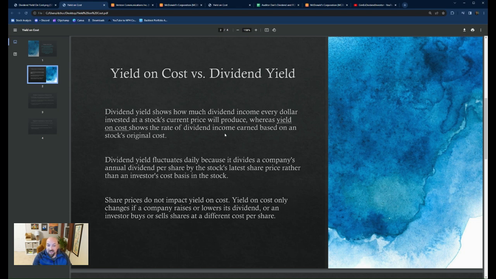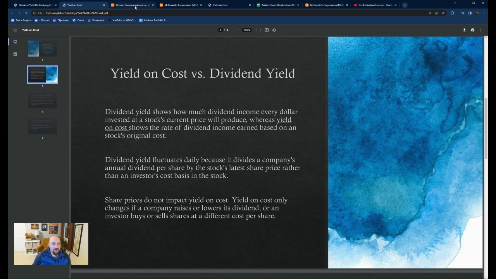Dividend yield fluctuates daily because it's based on the current price of the stock rather than an investor's cost basis in the stock. So dividend yield can fluctuate more than yield on cost, because you bought the stock for a certain amount of money and that's it, unless you buy more. Share prices do not impact yield on cost. Yield on cost only changes if a company raises or lowers its dividend, or an investor buys or sells, which affects the cost per share of the investment.